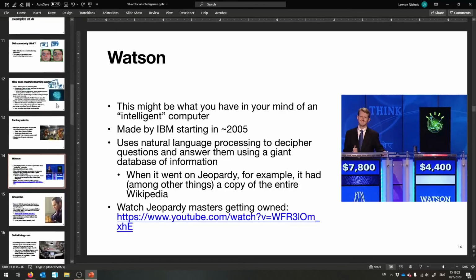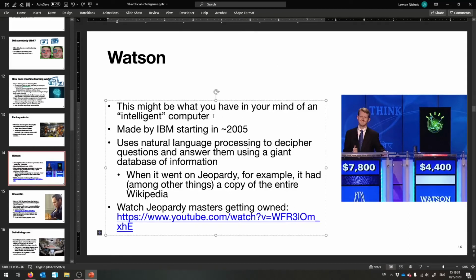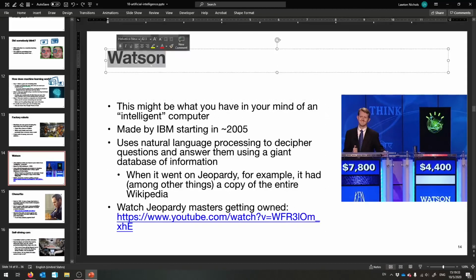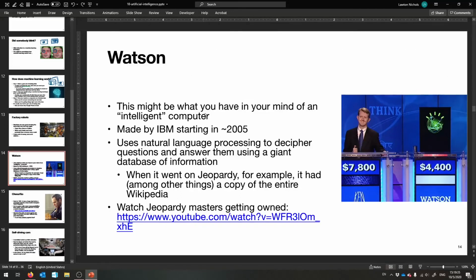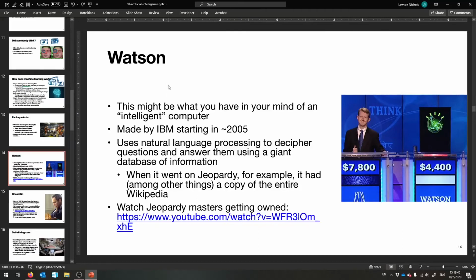But okay, let's talk about something that you might have been aware of, or that's something that sounds like real machine intelligence. So there's this thing called Watson that you might have heard of. And this is probably what you think of when you think of an intelligent computer. One that can talk, one that can understand speech, things like that.